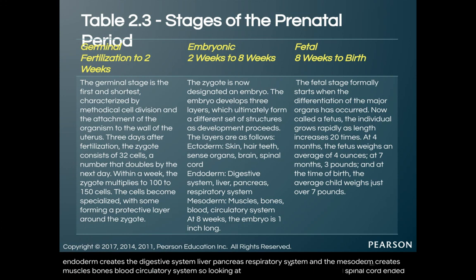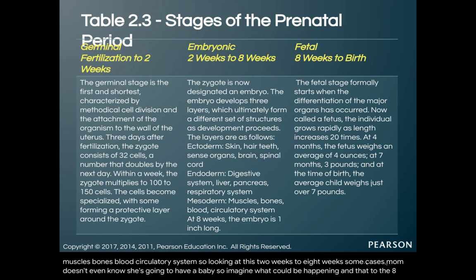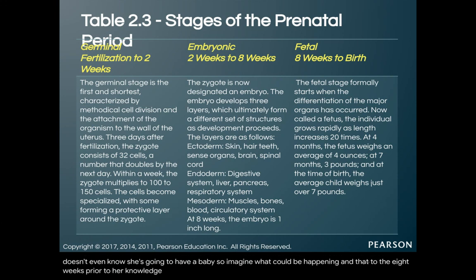So looking at this, 2 weeks to 8 weeks, some cases, mom doesn't even know she's going to have a baby. So imagine what could be happening in that 2 to 8 weeks prior to her knowledge. Could she be smoking? Could she be drinking? Could she be doing things that could hurt the development of the baby?